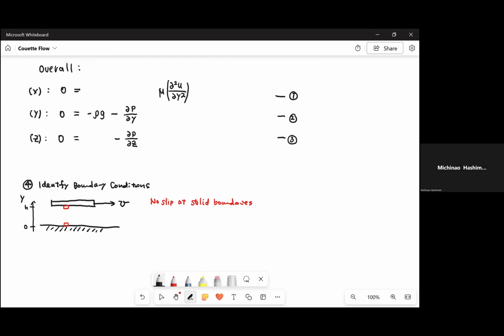This gives you u of y equals 0 at the bottom part, which is not moving, and u of y equals h is moving at u. This is a quick review, but both of them are still no slip. No slip doesn't mean the fluid particle does not move. If the solid boundary itself is moving, the fluid travels together with the moving solid boundary. So both of them are still no slip. The bottom surface is stationary.